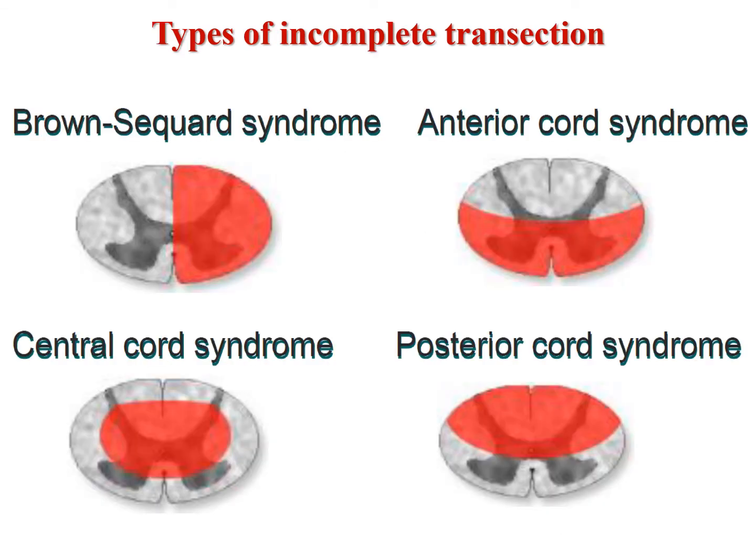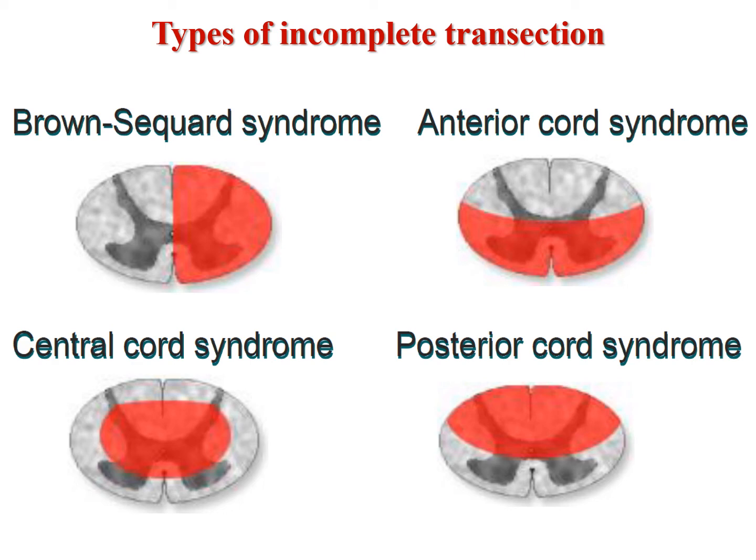This diagram depicts the different incomplete transections. As you can see, the red areas mean that area of the spinal cord has been sectioned. In Brown-Sequard syndrome, exactly half of the cord is sectioned. In anterior cord syndrome, the anterior part of the cord is sectioned.